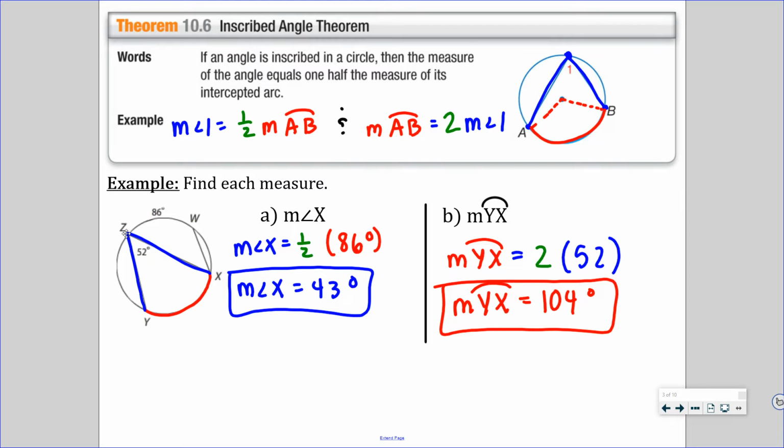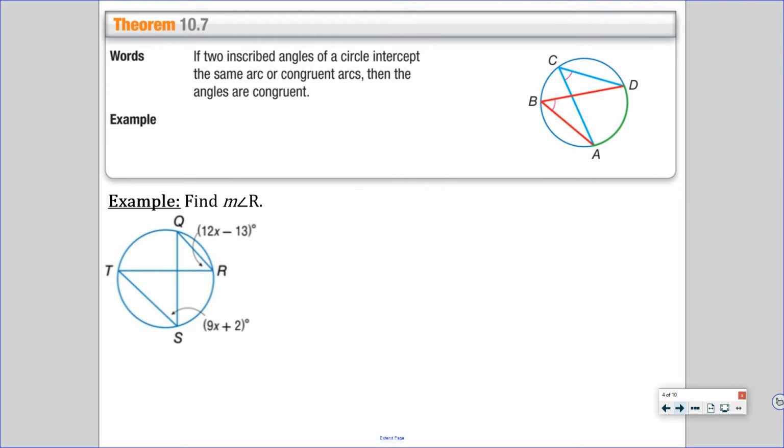Got it? Pretty simple. I don't want to say it's really something you have to memorize. I mean, it makes sense, kind of. This angle is obviously going to be smaller than if I were to draw its central angle right here, which is from the center. That's obviously going to be larger, and it just happens to be exactly half. Okay. I think there's a proof of this one in your book too, if you're interested.